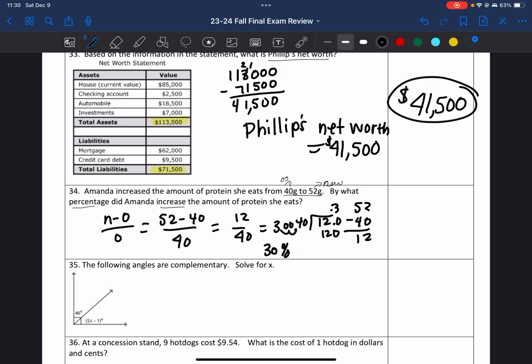There we go, because there's a decimal right there. Okay, see, little things. What happens when you're sleepy is you make little mistakes. 1, 2. So 30%. There we go. And this is going to be a 30% increase.